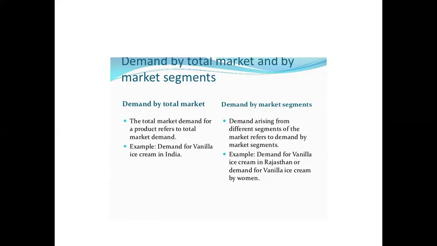Example, demand for vanilla ice cream in India. On the other hand, demand arising from different segments of the market refers to demand by market segment. Example, demand for vanilla ice cream in Rajasthan or demand for vanilla ice cream by women. When we talk about a particular segment or section, then it is market segment demand. But when we talk about the entire region, the entire market, then it is known as total market demand.